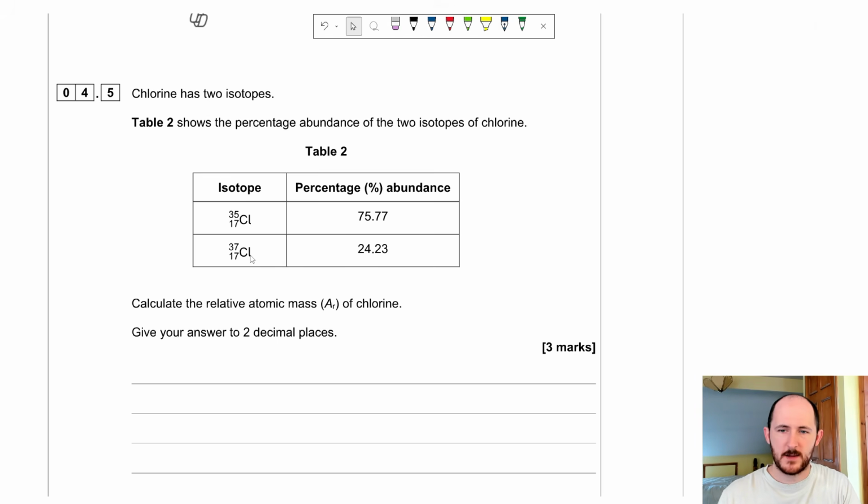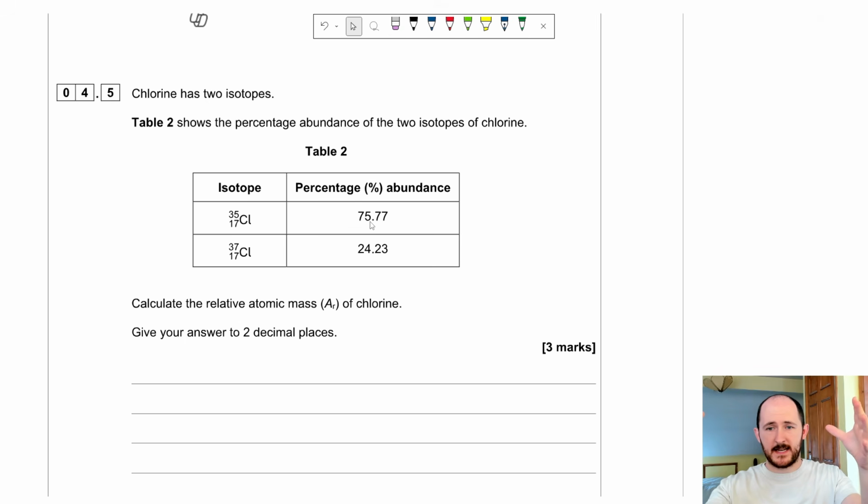Because there are different isotopes of chlorine, it means that the relative atomic mass has to be a mixture of these two numbers. So it's going to be somewhere between 35 and 37. So again, here the mass number of chlorine is 35, here the mass number of chlorine is 37. Because they have different abundances, and abundance is just how common they are.